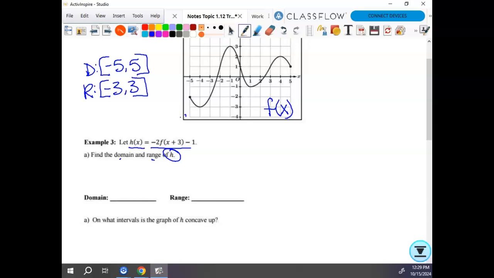Okay. So then go ahead and see if you can write out your ordered pairs for this would be f, and then what would h look like in ordered pairs? Or an ordered pair.